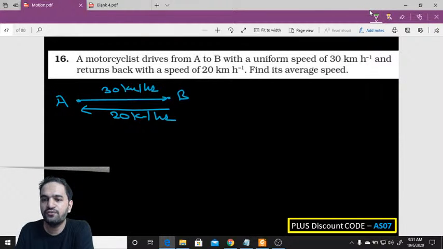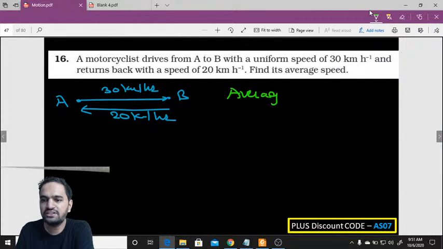Find the average speed. But the problem is, average speed can be calculated as average speed is equal to total distance by total time.